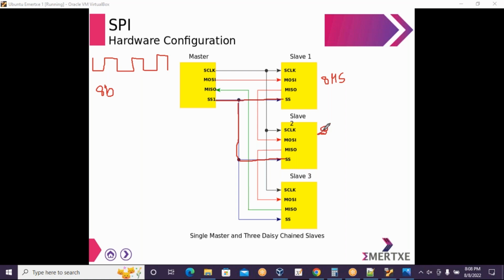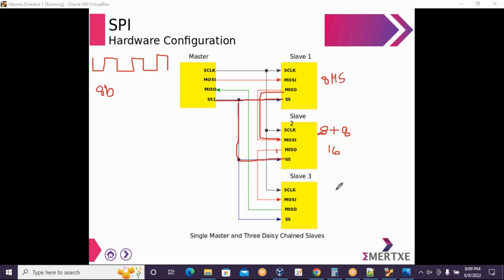First of all, there is no point to point communication happening. Master transmits 8 bits to slave 1 using 8 clock pulses. Again from slave 1 to slave 2 it has to come like this. So again 8 bits of data needs to be transmitted, and 8 more clock pulses. So a total of 16 microseconds is what this master takes to reach 8 bits of data to slave 2.